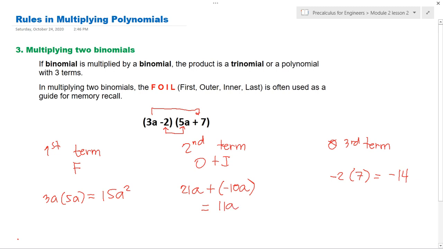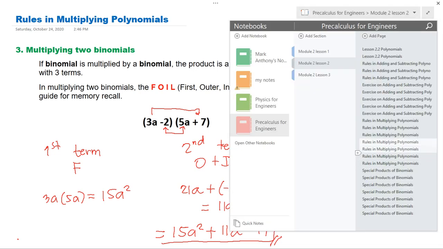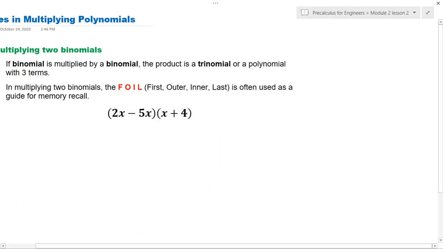Then combine those three terms. So you now have a final answer equal to 15a squared plus 11a minus 14. So this would be our final answer. So next, let's jump to the next example. How about if we're given this, 2x minus 5x times x plus 4.